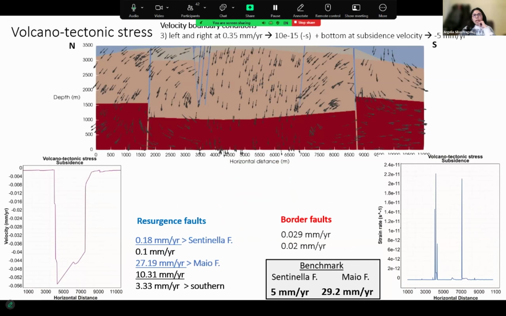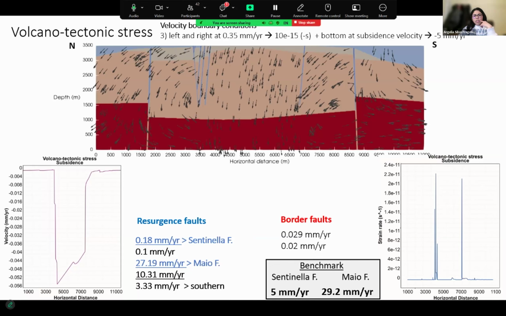So the third model that I developed was based on the idea that the activity of these east and west structures was due to a phase of subsidence of the island that has been proposed to be at 5 millimeters per year. So for this model, basically I did the same configuration as the previous model, but with a negative velocity, considering the value of 5 millimeters.